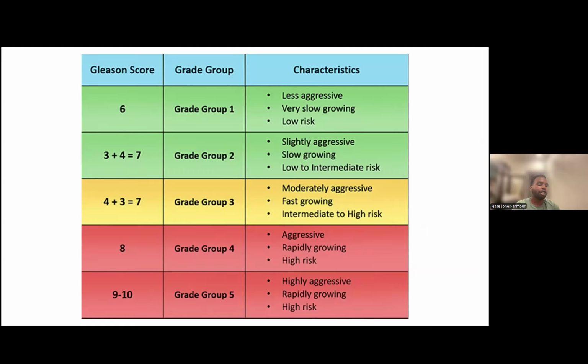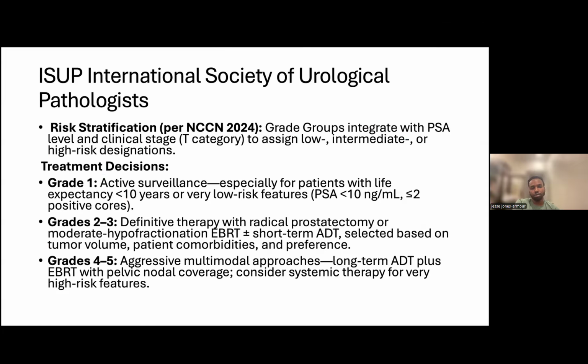Then you have Gleason's 4+3, which is also 7, which is why the ISUP grade group is very important. So 7 is broken into 2. So 4+3, which is also 7, is now unfavorable intermediate risk, which is more moderately aggressive, fast growing. And then you have Gleason's 8, 9, and 10, which are high risk and very aggressive, rapid growing adenocarcinoma.